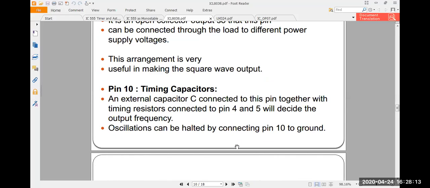We have seen how the external capacitor C connected to pin number 10, along with the resistors connected to pin number 4 and 5, decide the output frequency.